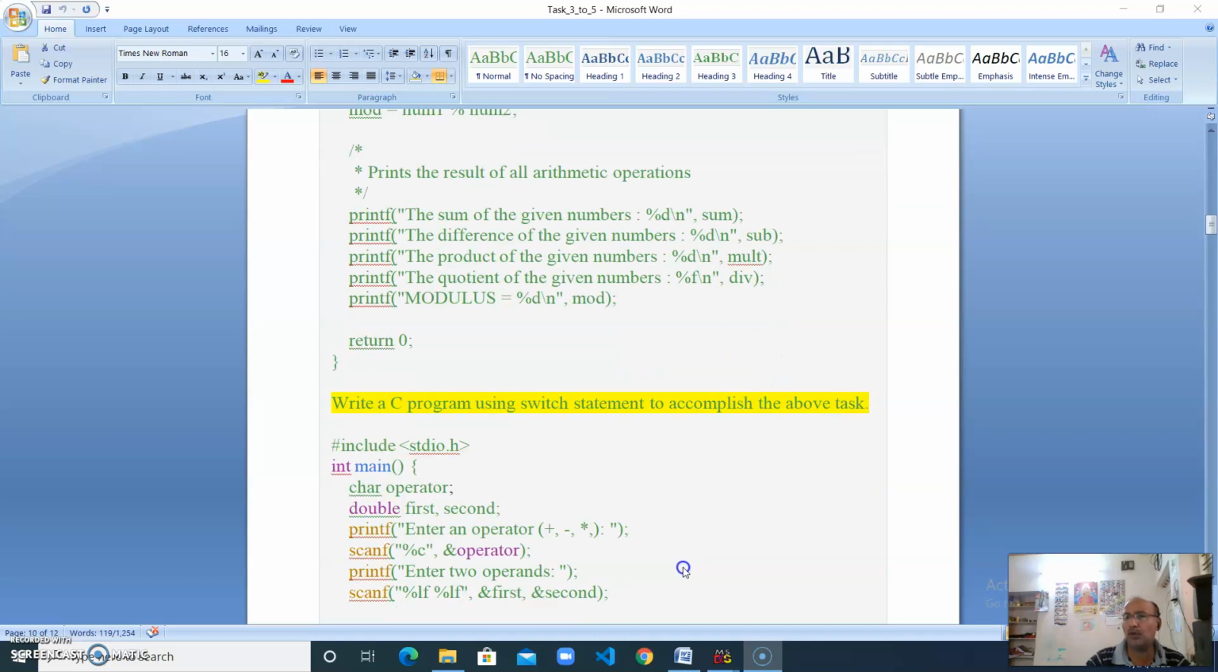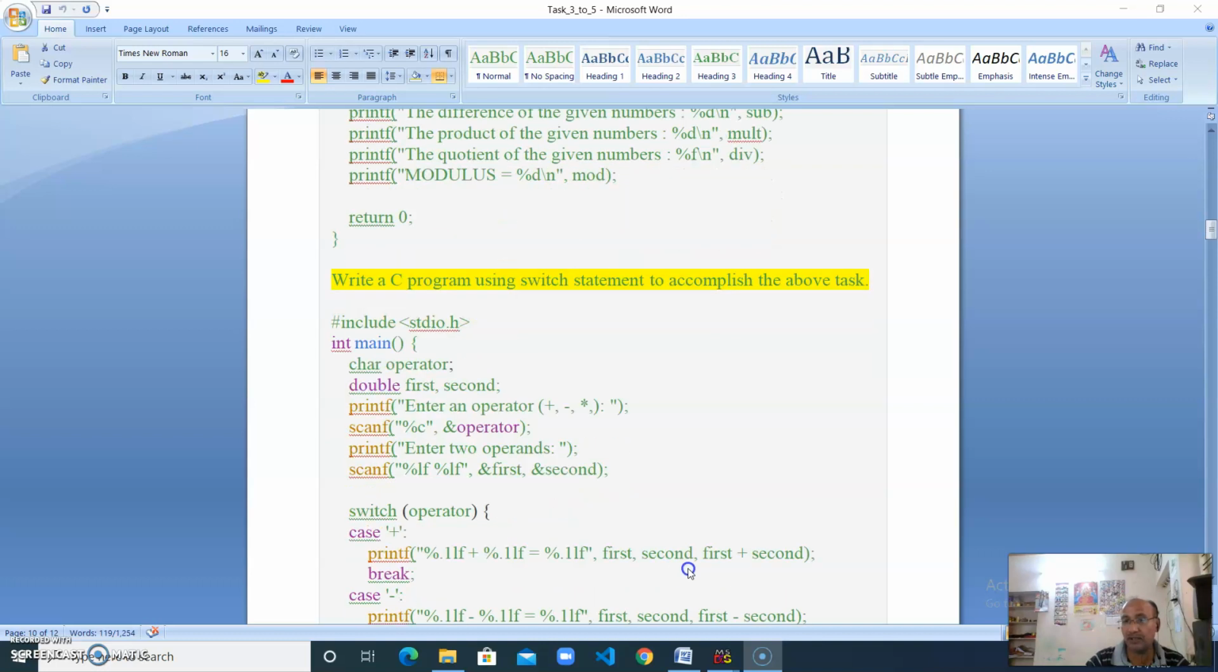Now, the same program has to be implemented with the switch statement. I think we know the switch statement: switch, case 1, case 2, case 3, like that we write. Here the cases cover plus, minus, multiplication and division, many things. Here these are the arithmetic operators.